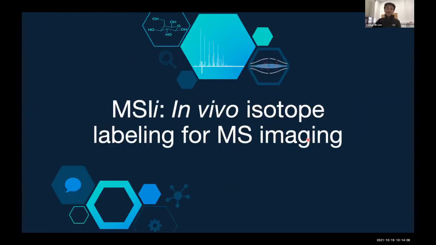So now, for the time remaining, I'll talk about some new directions we are trying. This is in vivo isotope labeling for mass spec imaging. Many of you may know, metabolomics people have been using in vivo isotope labeling for many different purposes, like identifying some unknown compound, finding new metabolic pathways, and also metabolite flux analysis. But its application to mass spec imaging has been limited, and that's what we are trying to do in the next few years.